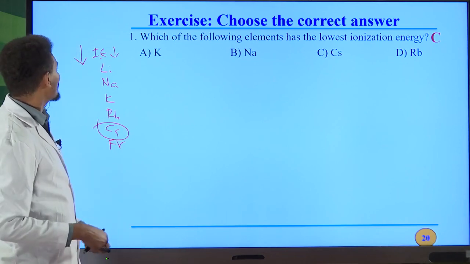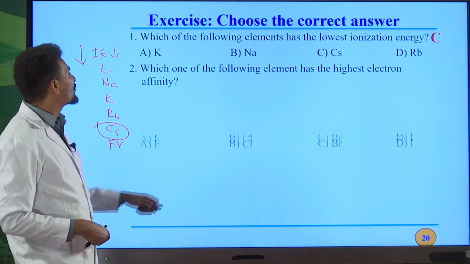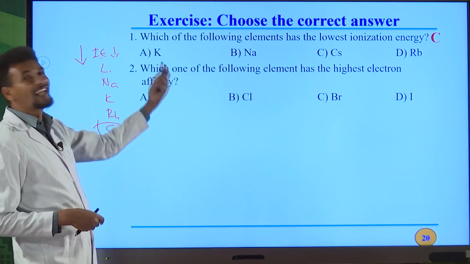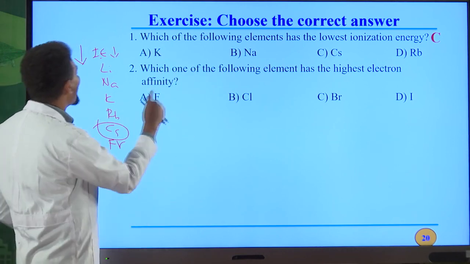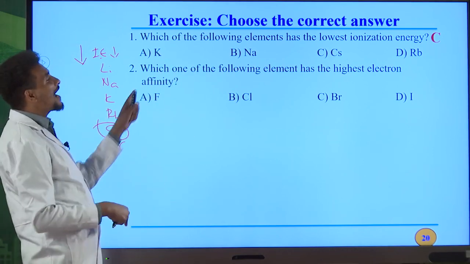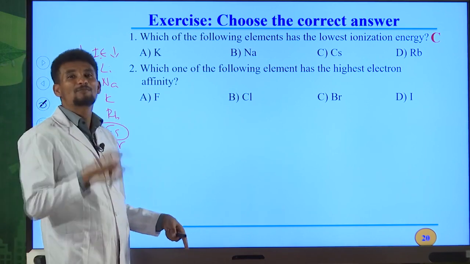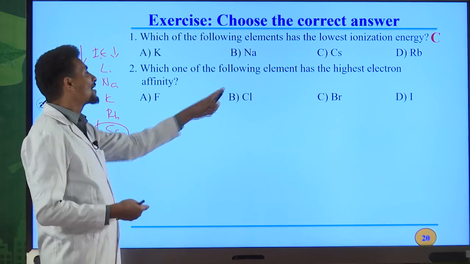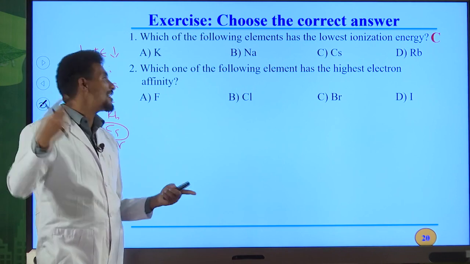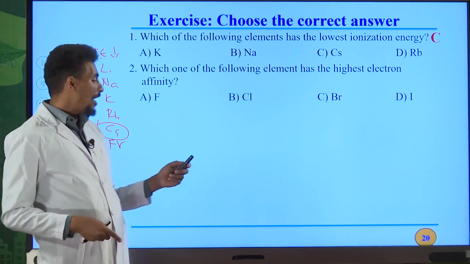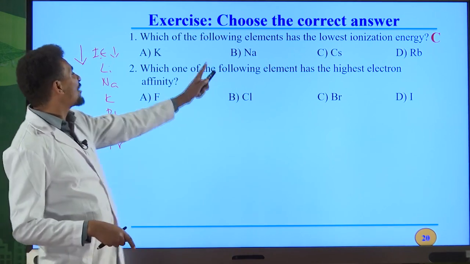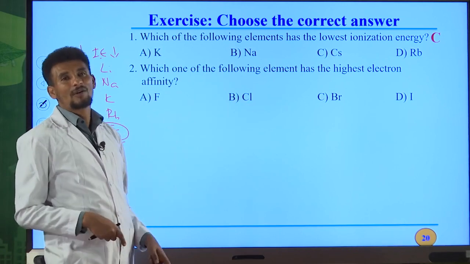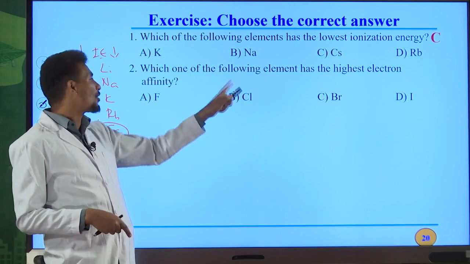Question number 2 says, which one of the following elements has the highest electron affinity? I already told you about this one. Down the group electron affinity decreases, but because of the small size of fluorine, chlorine has larger electron affinity when compared with fluorine. Therefore B is the correct answer. Okay, all the time remember this one, don't be confused.